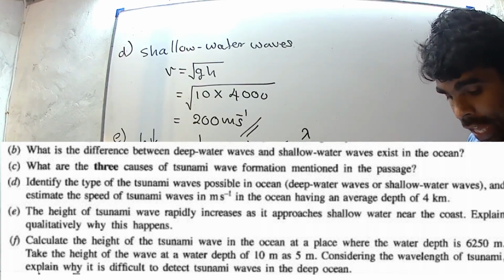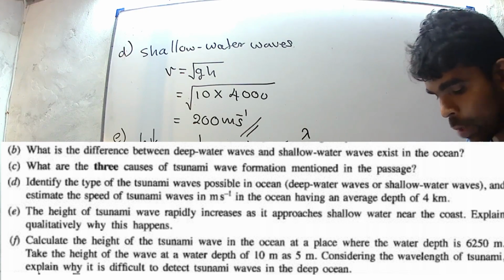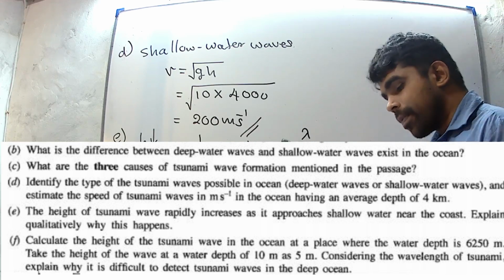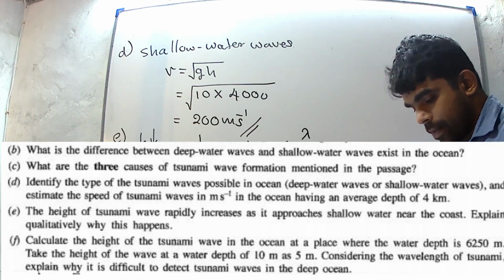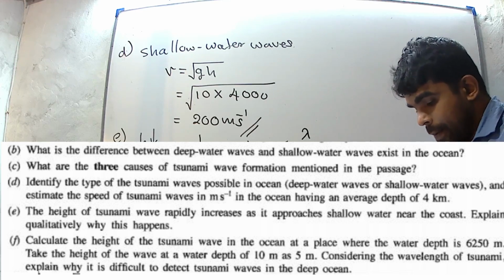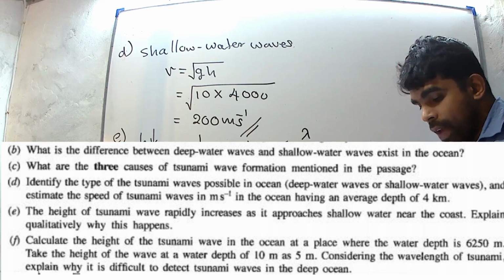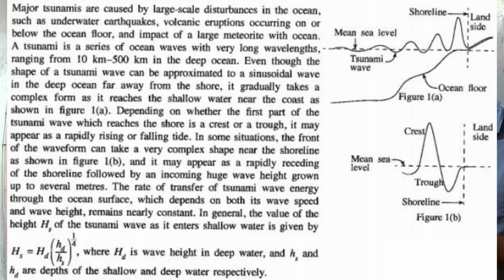Part F. Calculate the height of the tsunami wave in the ocean at a place where water depth is 6,250 meters. Take the height of the wave at water depth 10 meters as 5 meters. Consider the depth of the tsunami. Explain why it is difficult to detect tsunami waves in the deep ocean. I will read the passage again.